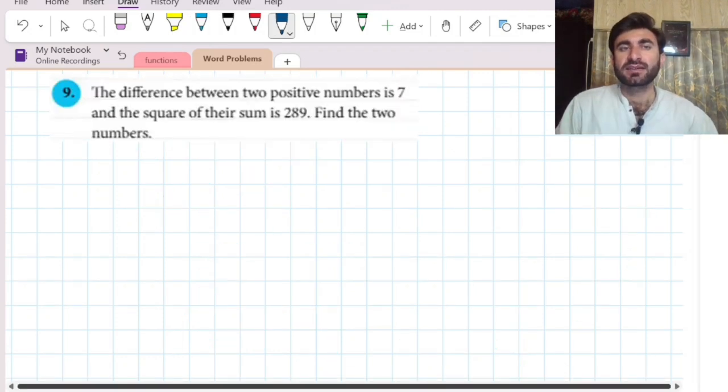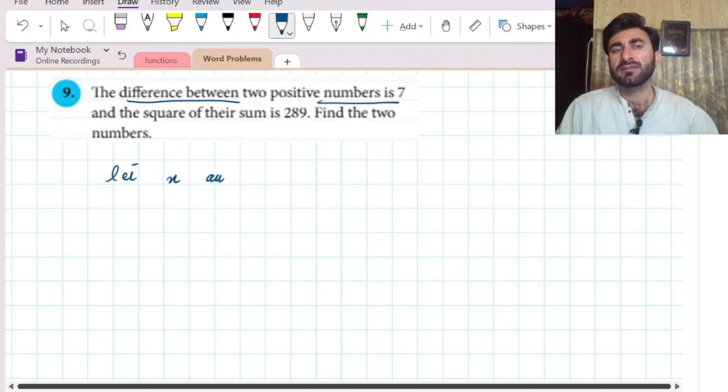Let us address the next problem from the same exercise, which states the difference between two positive numbers is 7 and the square of their sum is 289. Find the two numbers. Because the difference between the two numbers is 7, we can suppose the numbers by the difference of 7. Let x and either x plus 7 or x minus 7 be the second number.